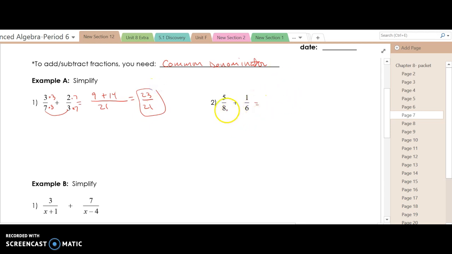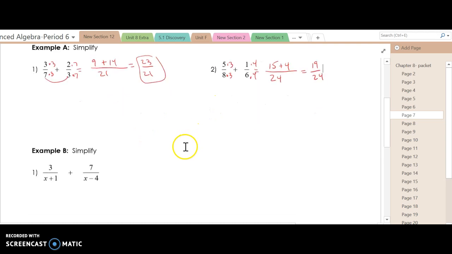Now over here, I can use 24, I can use 48, I can use several different, right? So in this case, I will use 24. So what do I multiply this by? 3 multiplied by 3, that's 15. Then 6 times 4, right? So that would give me plus 4 equals 19 over 24. So adding fractions you guys should be pretty good with.